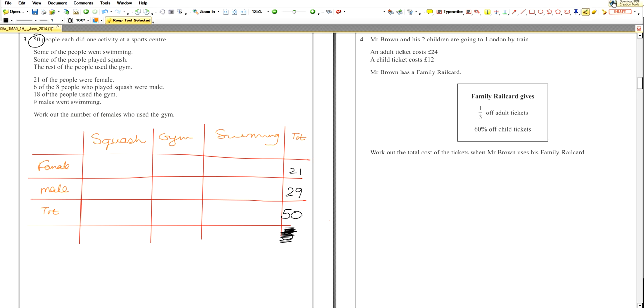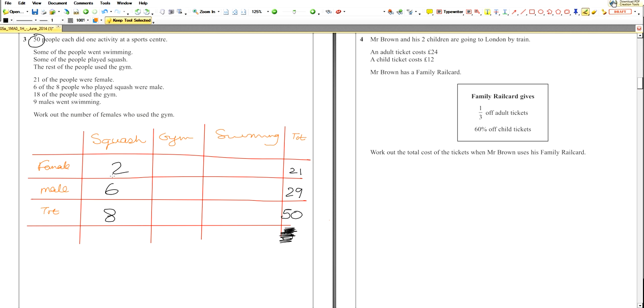Okay. 6 of the 8 people who played squash were male. So how many people played squash? 8 people. And out of them, how many were male? 6. If you had 6 males, how many were remaining females then? 2. So that's how we infer from the information.